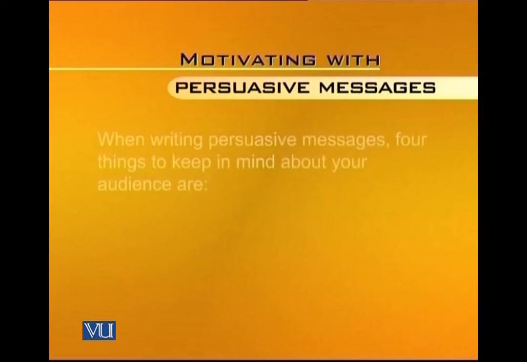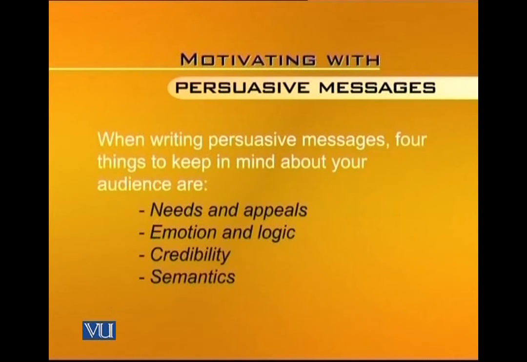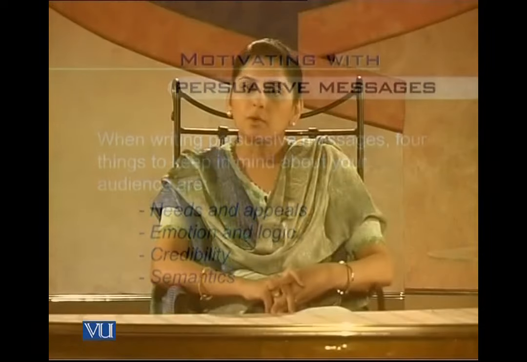When you're writing persuasive messages, you need to keep four things in mind about your audience, and these are needs and appeals, emotion and logic, credibility, and semantics. Let's have a look at each of these individually. Needs and appeals. What do we mean when we talk about the audience's needs and appeals? Some researchers believe that certain needs have priority and that the most basic needs, such as safety and security, must be met before a person will seek to fulfill higher level needs such as esteem and status.